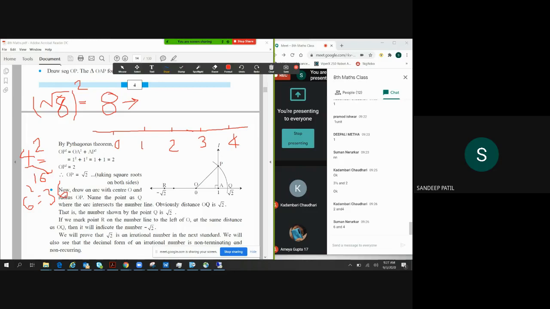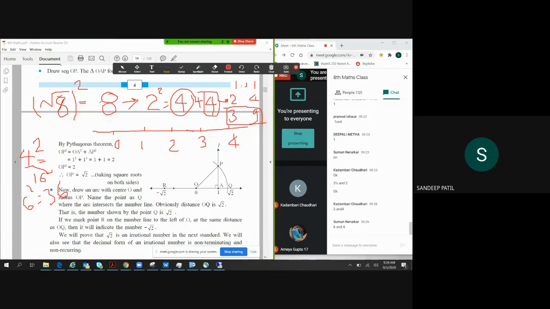So for 8, consider the square numbers. What is the square of 1? 1. For 2, it is 4. For 3, it is 9. So we can't take 3, right? So we have to manage with 2. If we take 2, 2 square is equal to 4. So 4 plus 4 is 8, right? So this is the way we should represent it on the number line.